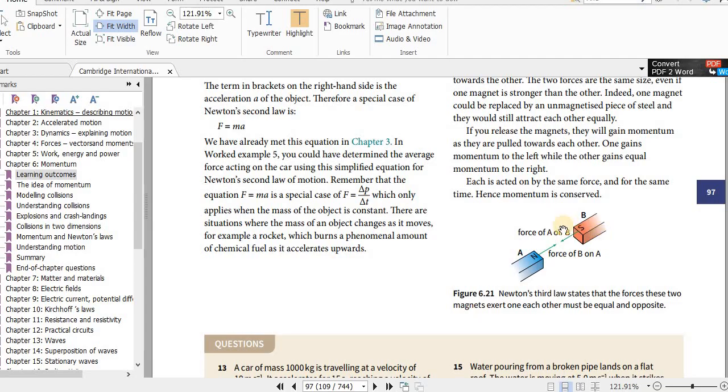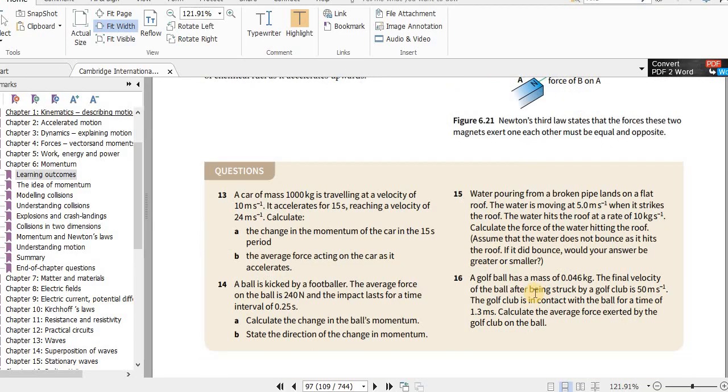Okay, so here they have given an example. You can read this, I think it's self-explanatory.